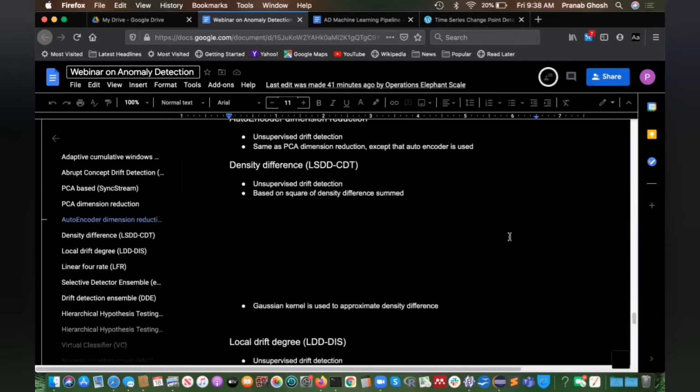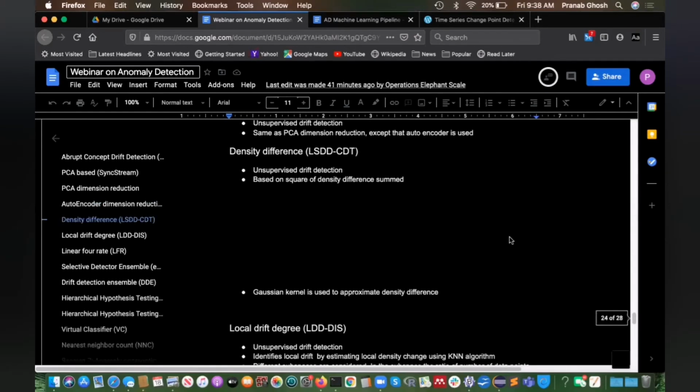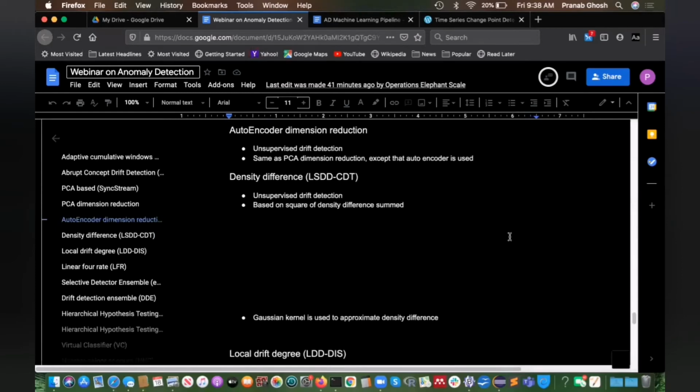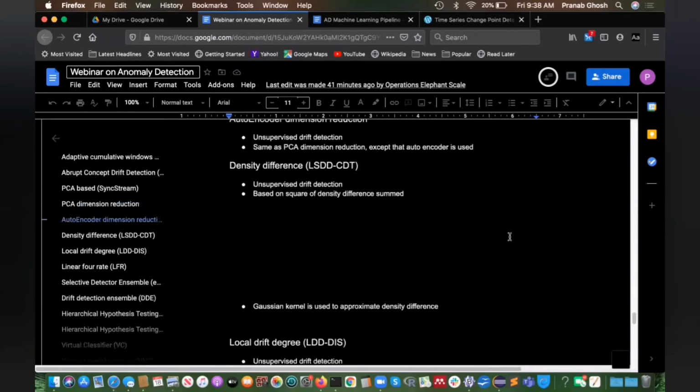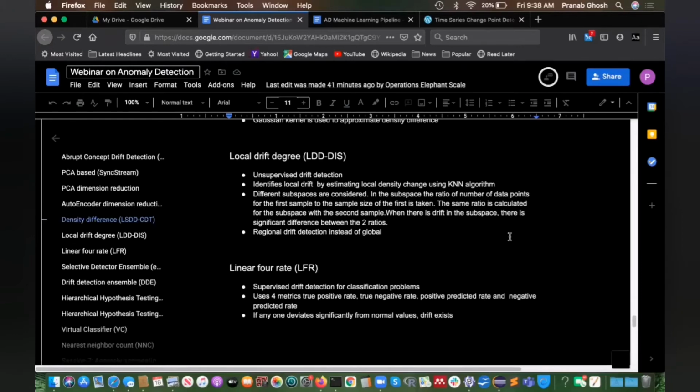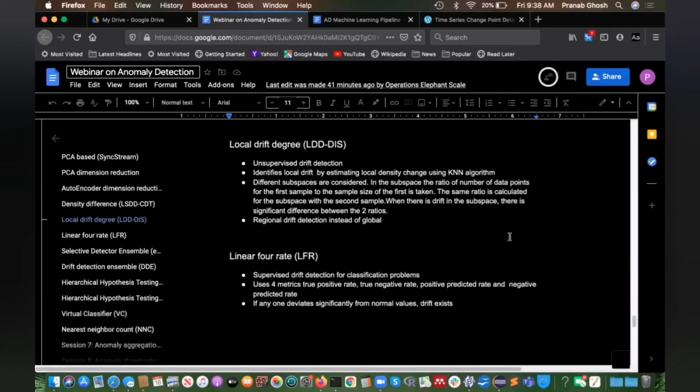So this one is based on unsupervised drift detection, density difference, based on the square of the density difference. So it's again based on distribution, but it takes the difference and takes square of it. So this is very similar to the another one that we looked at earlier. Local drift degree. This is unsupervised drift detection.